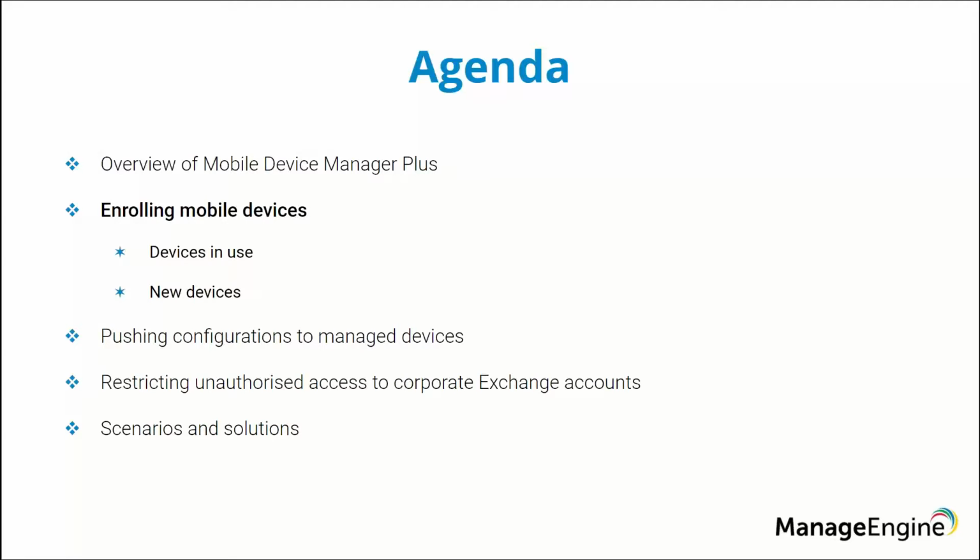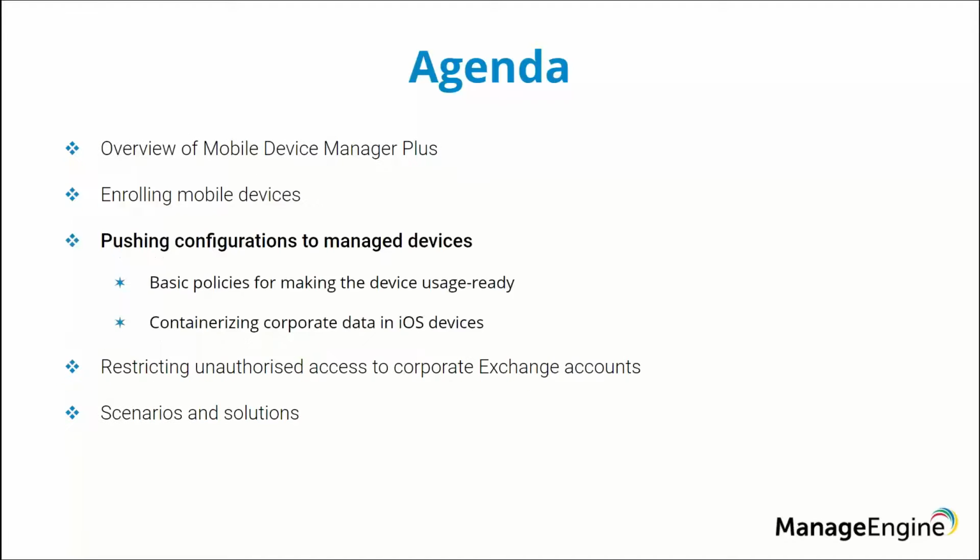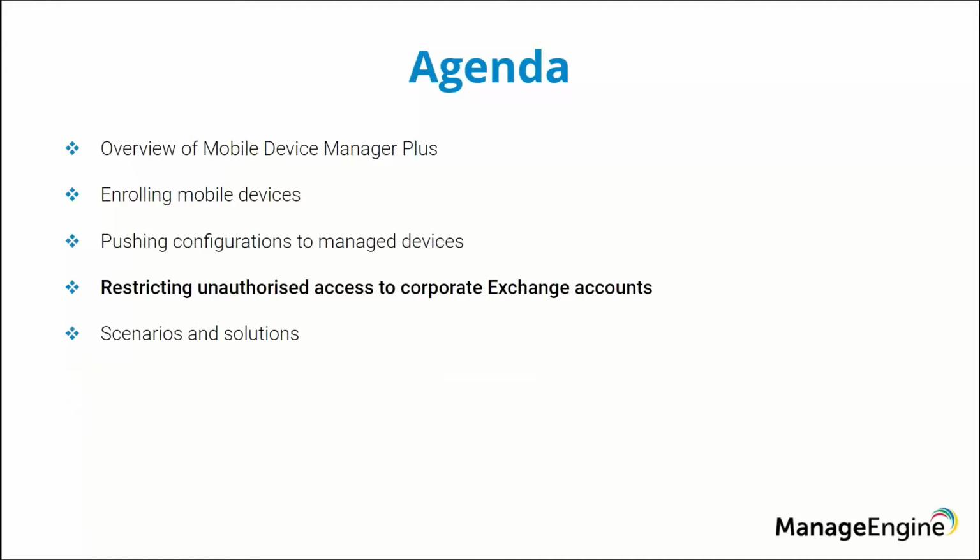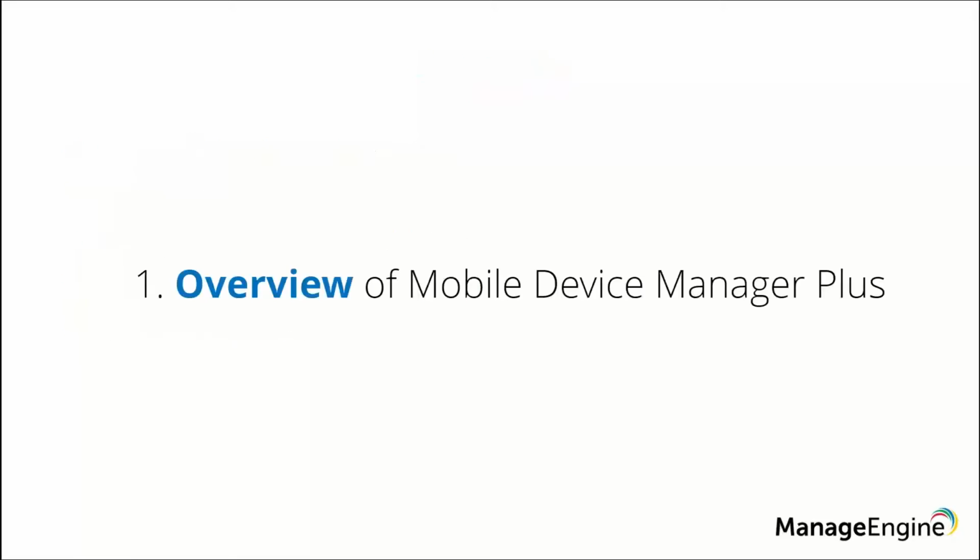Secondly, we'll look into the procedures for enrollment of mobile devices into MDM. These could be devices that are already in use or new devices as well. The next section will be deploying configurations to the enrolled devices, which will make them enterprise usage ready. Following which, we will discuss the procedure to prevent unauthorized access to your corporate mail accounts. And finally, we will be discussing the scenarios and solutions.